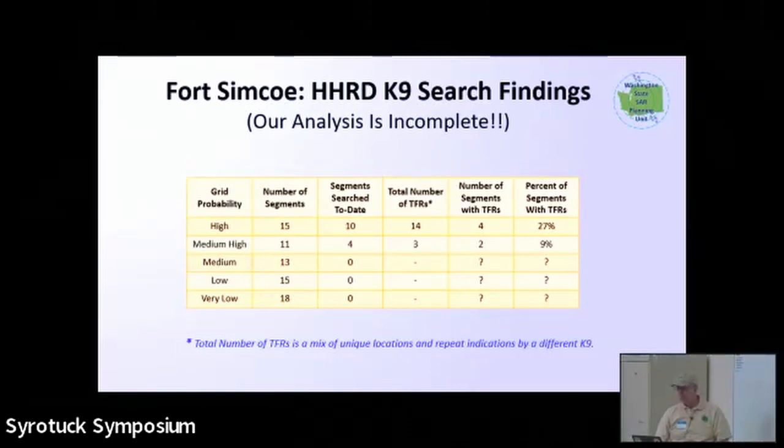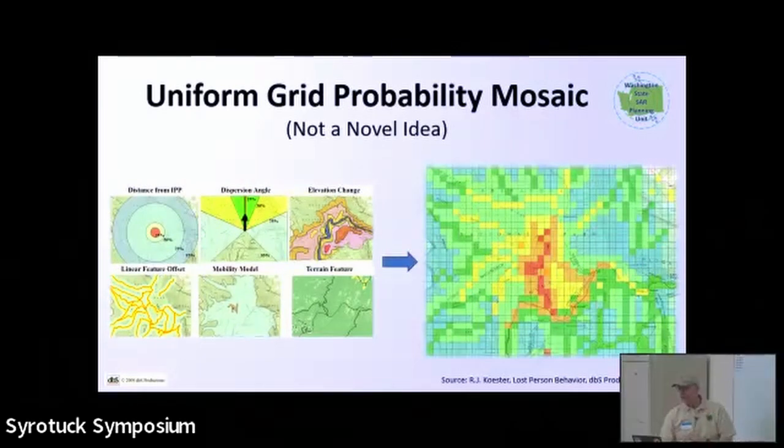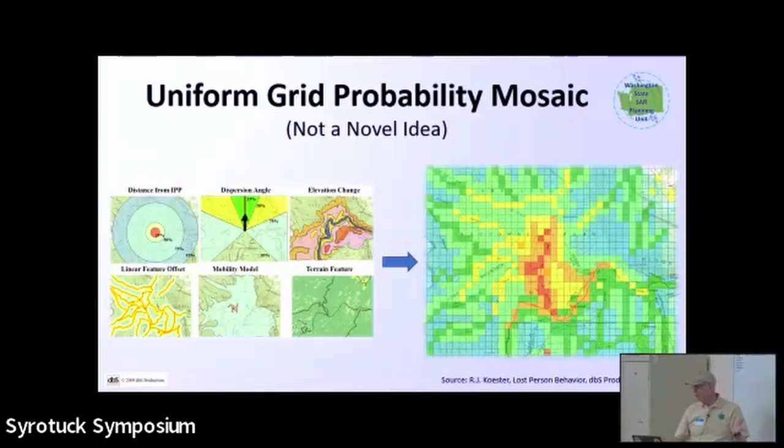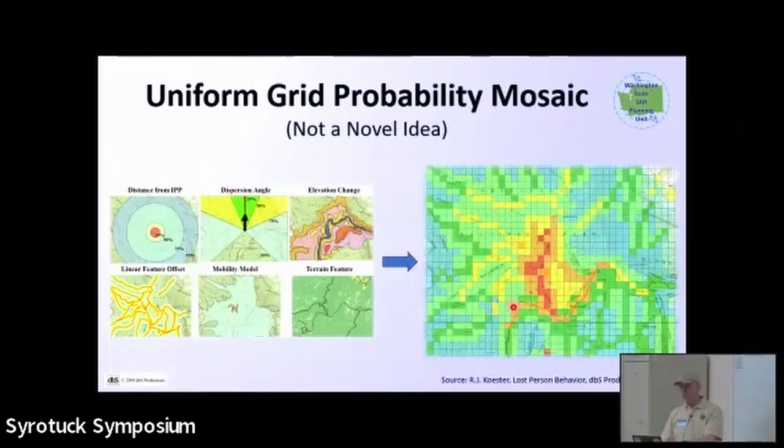All right. So just to wrap things up, I want to point out that our use of a uniform probability grid is not an original idea. This slide is earlier work from Bob Kester, where he took 6 different lost person behavior models and then built up and represented a thermally coded mosaic. Really nice looking picture.